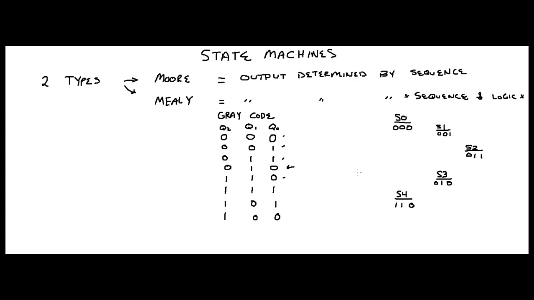Now we're going to go to state 5, and that's going to be 1, 1, 1. Then we're going to go to state 6. That's going to be 1, 0, 1. And then we're going to state 7. What's state 7 going to be? And then it's back.